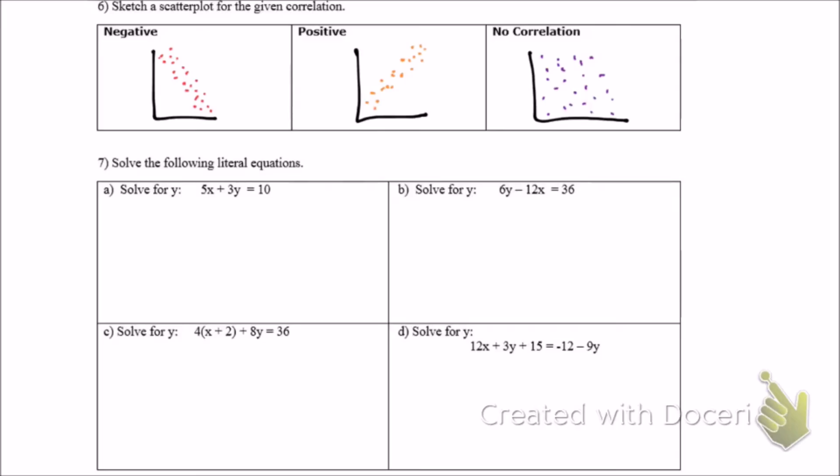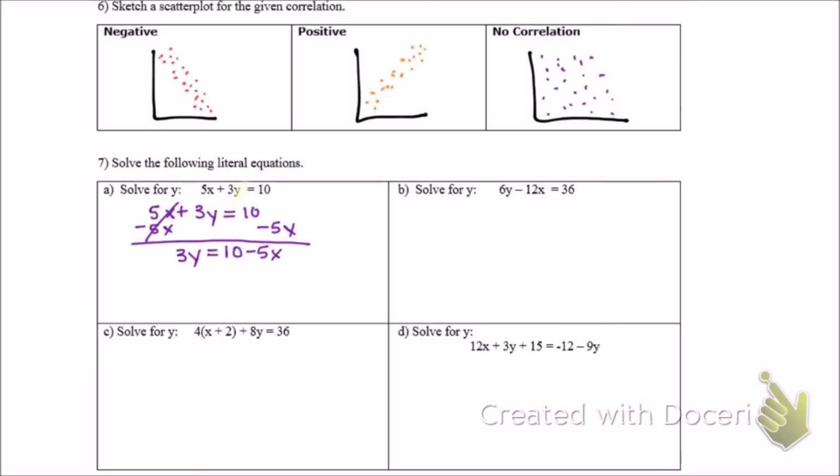Okay, under number 7, solving the literal equations, the first one, solving for y. I'm going to highlight the variable that I'm solving for, so that way it stands out to me. I have 5x plus 3y equals 10. So I'm going to move the 5x first, since it's far away from the y. And I'm going to put it out to the side because that's not a like term with the 10. So this leaves me with 3y equals 10 minus 5x.